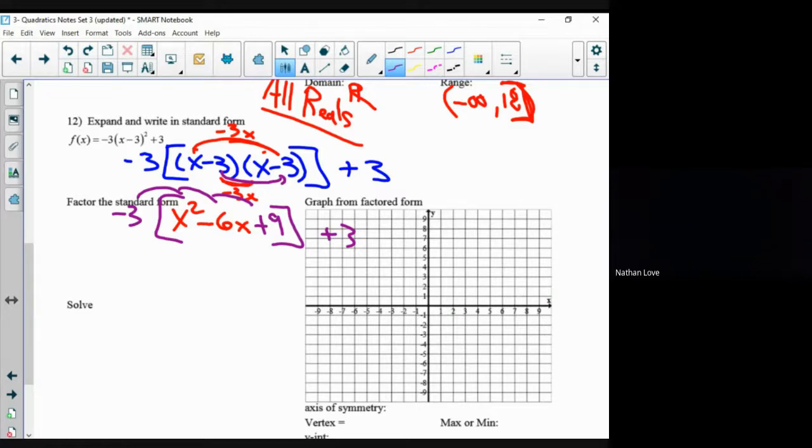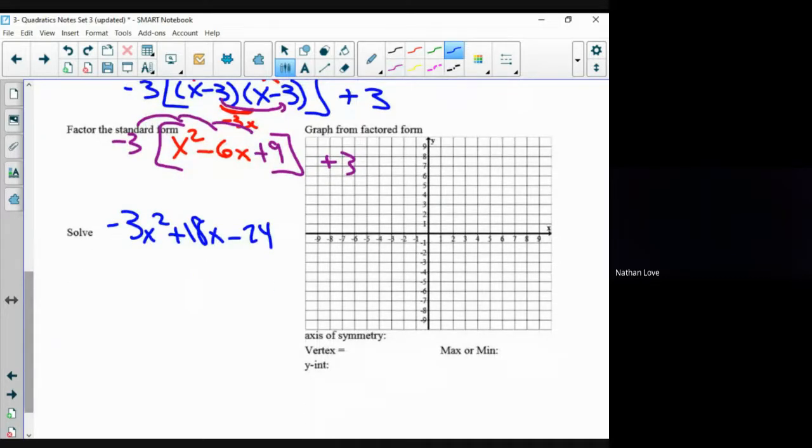All right, so what'd you get? -3x squared plus 18x minus 24 is what you should have ended with. If you did not get that, then you did your order of operations incorrectly. Multiplication comes before addition. That +3 is the last thing you will touch. You're going to get -3x squared plus 18x minus 27 plus 3. That's how you get here.